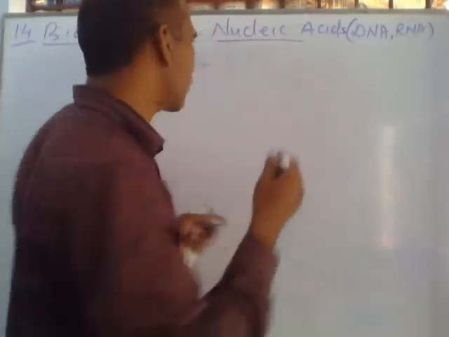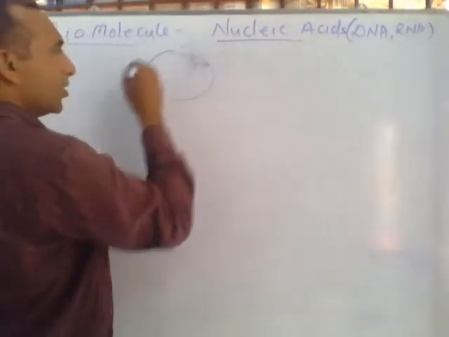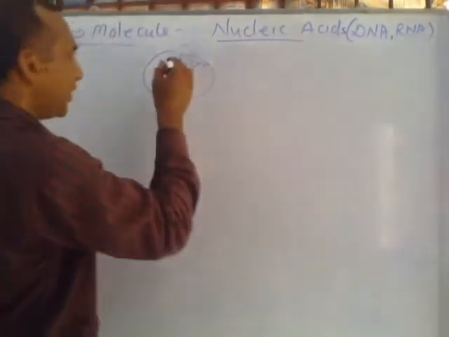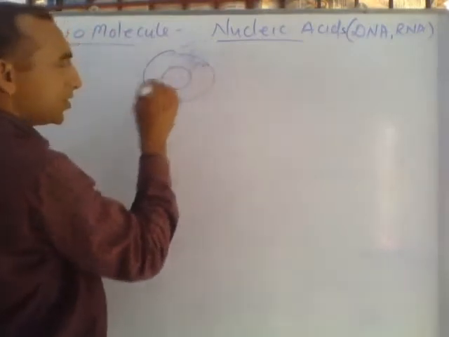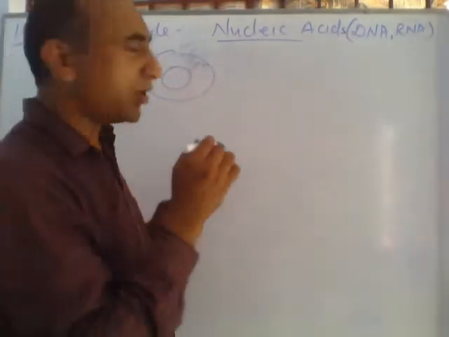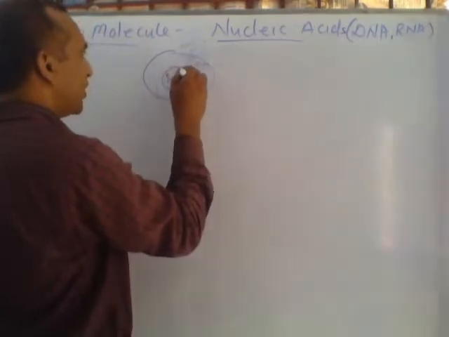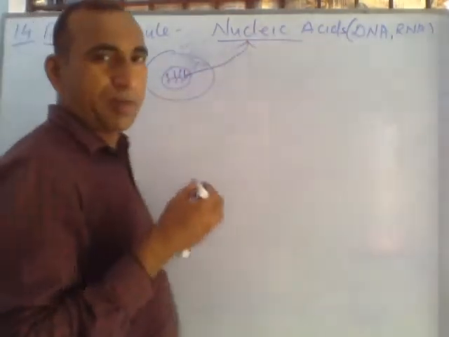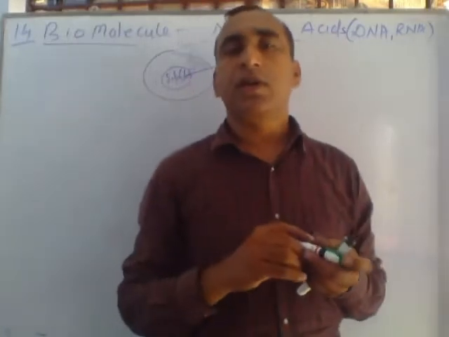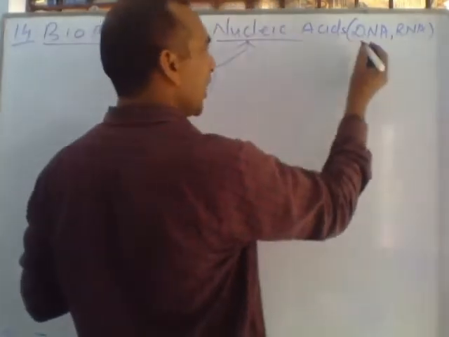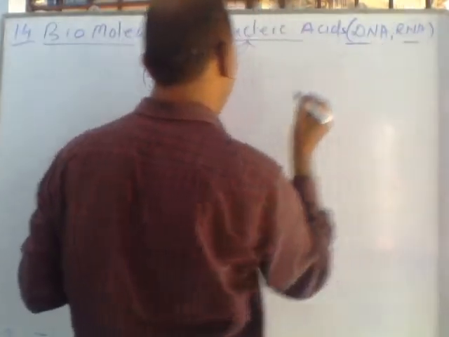Nucleic acid. This is a living cell, and inside the cell is the nucleus, and inside the nucleus, on the chromosome, there is a specific acidic organic compound, a biomolecule present: nucleic acid. Nucleic acids are basically of two types, DNA and RNA.